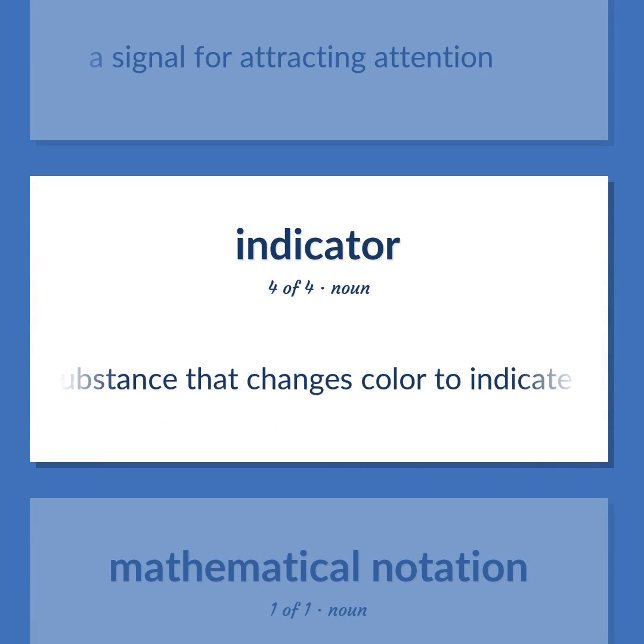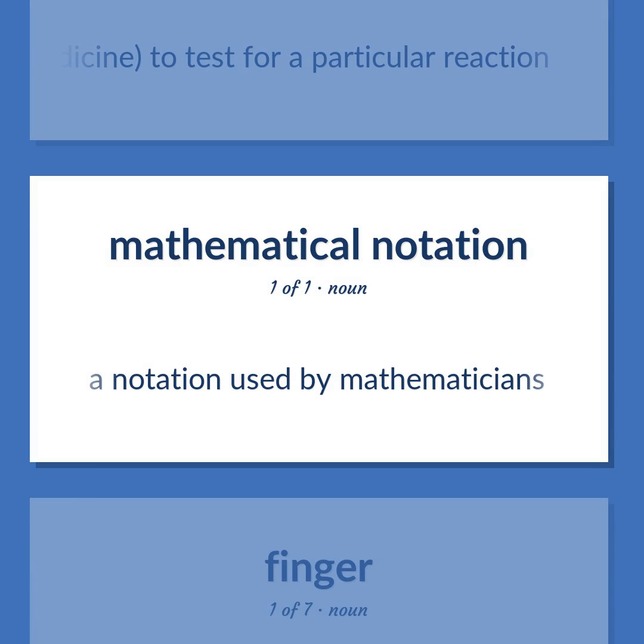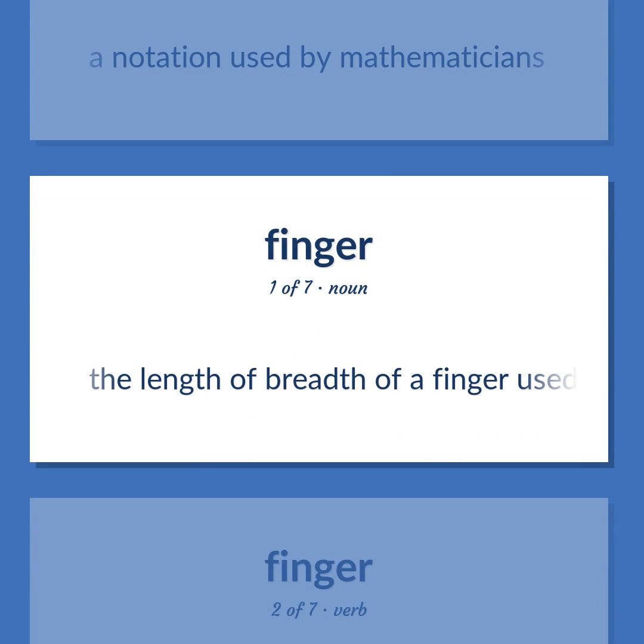Chemistry. A substance that changes color to indicate the presence of some ion or substance, can be used to indicate the completion of a chemical reaction or, in medicine, to test for a particular reaction. A notation used by mathematicians. The length or breadth of a finger used as a linear measure.